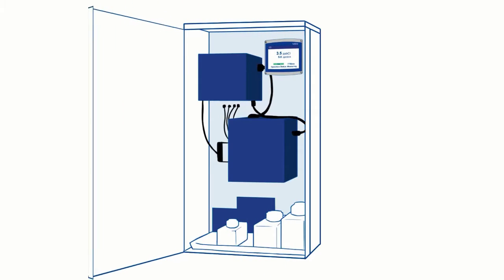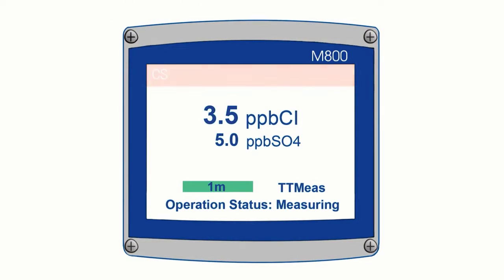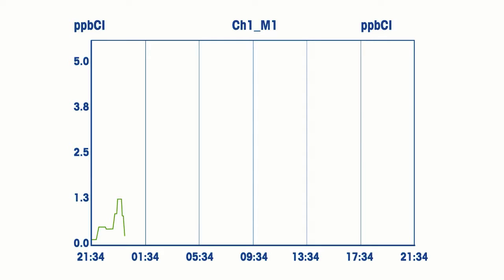The transmitter in the analyzer displays the concentrations and also provides alarms and outputs to make sure the user knows when something is wrong with their process. The analyzer also provides trend graphs so that changes in plant conditions can be monitored over time.